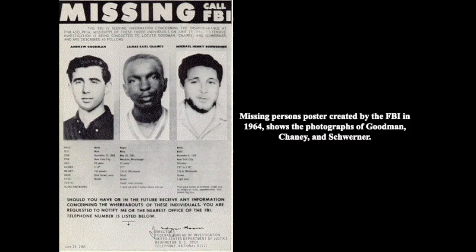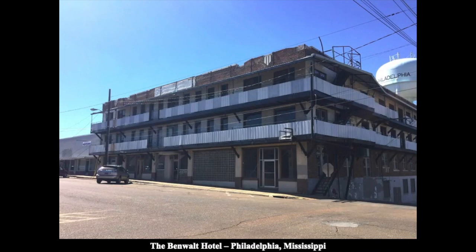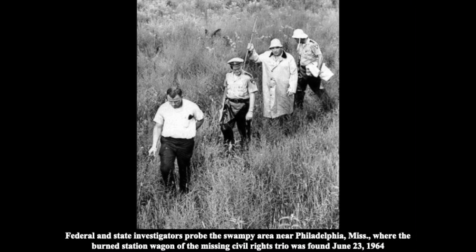Missing persons reports are put out across the country, and eventually the FBI is called in. There's no evidence that Goodman, Chaney, and Schwerner had ever left Philadelphia, Mississippi. So dozens and then hundreds of FBI agents descend onto Philadelphia, Mississippi. Many of them stay at this hotel, which remains standing today, looking for evidence and trying to talk to local residents, anybody who might know something about the missing civil rights workers.